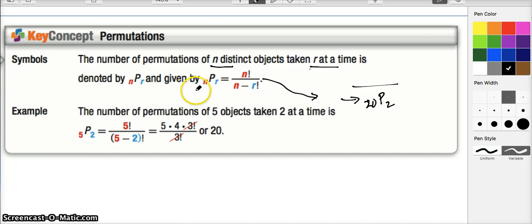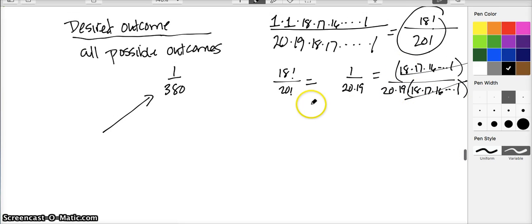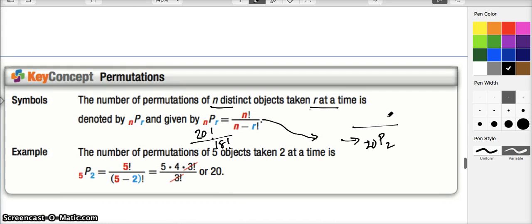You take n factorial, 20 factorial, and you divide it by n minus r factorial. Well, n is 20 in the situation that we just had, minus r, which is 2, so we would be dividing it by 18 factorial. So to figure it out, we would take 20 factorial divided by 18 factorial, something that we did over here, right? 20 factorial and 18 factorial were there. And then what we would do is cancel out the overlap, right? The overlap would be 18 factorial in the numerator and denominator, 18 times 17 times 16, and so on. And then what we end up with is what we just saw, 20 times 19.